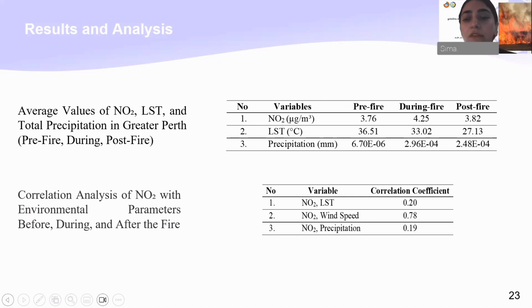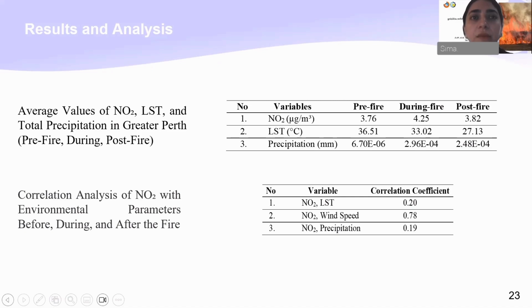The weak positive correlation between nitrogen dioxide and precipitation, around 0.2, suggests that precipitation has a limited impact on nitrogen dioxide levels. While rainfall can help remove nitrogen dioxide from the atmosphere through wet deposition, it might also trap nitrogen dioxide and other pollutants close to the ground. During periods of high precipitation, the atmosphere may become more humid, potentially leading to temporary trapping of nitrogen dioxide rather than its removal.